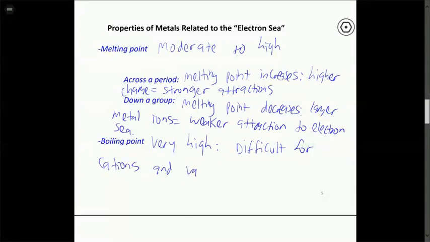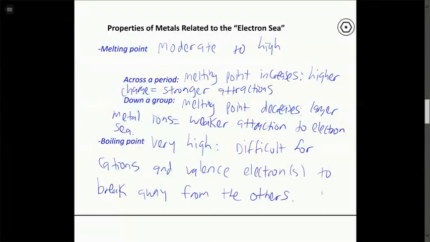Because in order to boil something, you have to completely break up all the atoms from each other. You're not just disrupting the structure, but you're really separating out all the atoms into the gas phase. And it's really difficult to do that. Okay, so you have to completely break them away from the others, and that's a challenge with metals because of those strong attractions between the nuclei and the core electrons with the valence electrons.